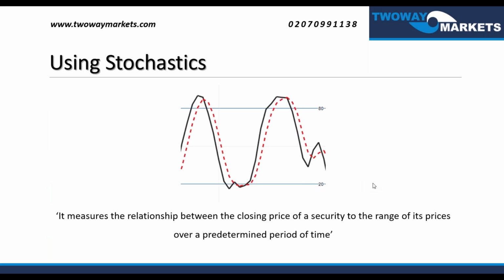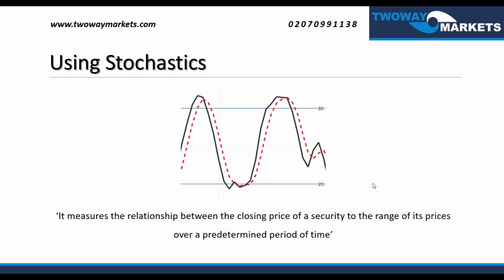So, using stochastics, I've included a little image here. Granted, it is very small, but essentially this is how the oscillator will appear, and it will appear below that of your chart. You'll find two lines. Typically there's a black line and a red line. It just so happens that this red line is a perforated red line. Doesn't make a difference, but again, you're going to find two lines on your chart.